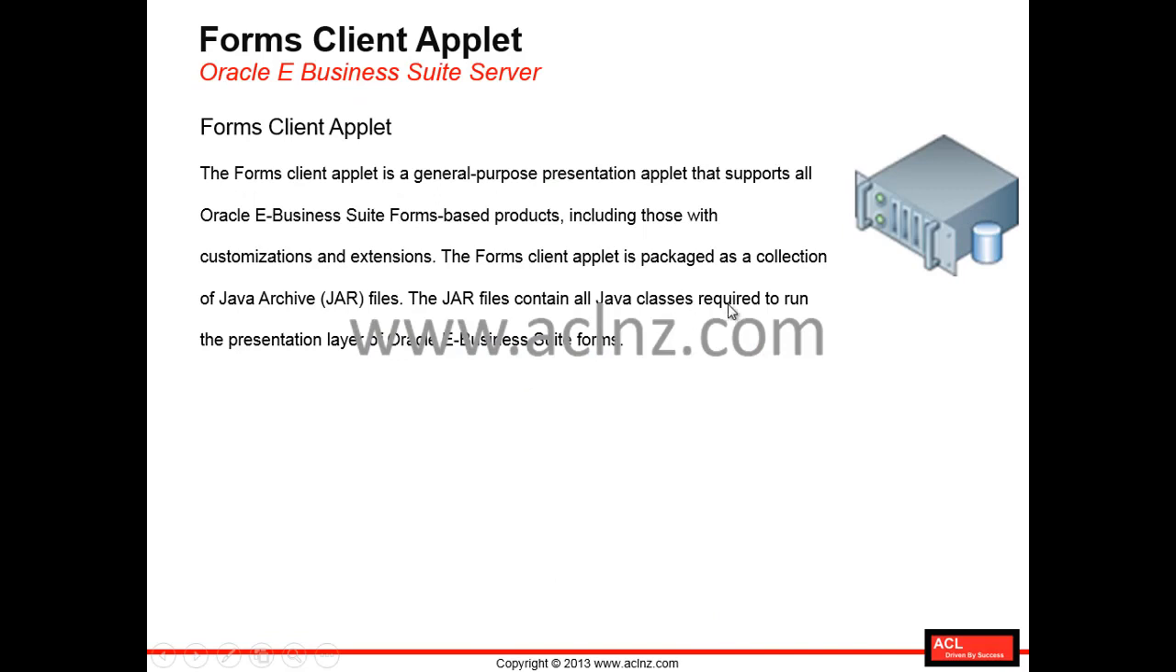Then the form-based client applet is packaged as a collection of Java archive files. The JAR files contain all Java classes required to run the presentation layer of Oracle eBusiness Suite forms. Now, as you can see, we are calling a form-based client, and we are also calling something called a JRE. Before the RJ initiator, which used to launch what we call an applet, and the same concept of applet holds good for other front-end software within Oracle applications.